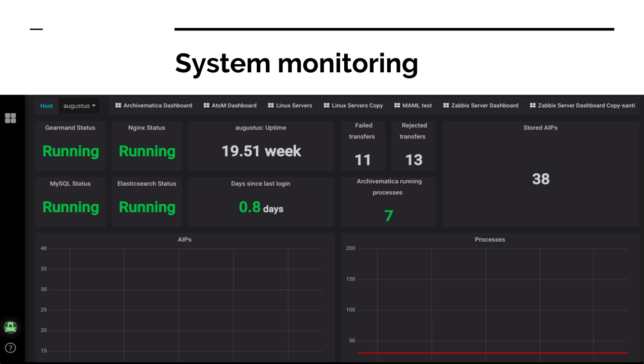Also, for system monitoring, Zabbix or Grafana can be installed for a visual dashboard of systems and services, how they're operating, and how much memory and computer power they are taking up, etc. Other tools include Metricbeat, Nagios, Zenoss, and Pandora.